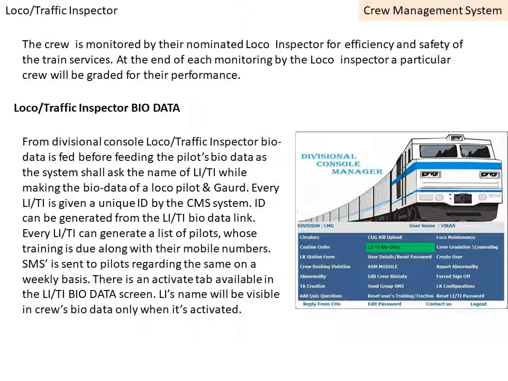Loco inspector biodata can be updated in the divisional console only. In the divisional console of Secunderabad, it can be added. Previously I discussed that circulars were added, and cautionary is added, but cautionary is not added. Circulars can be added, and LI biodata can be created here. Any violation or abnormality can be updated here. Everything can be updated from here only. So the loco supervisor ID can be created by using the divisional console only.